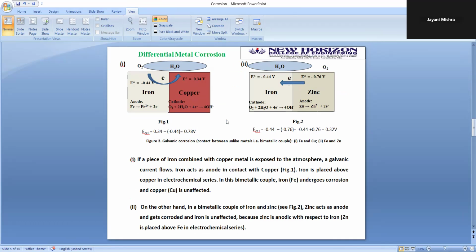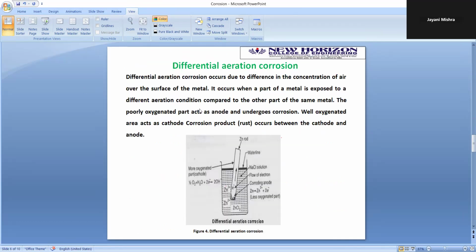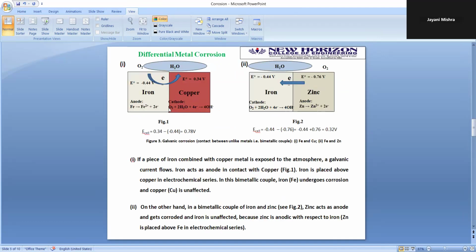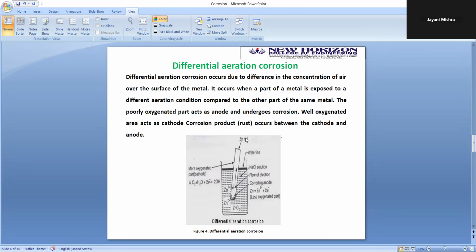Now our next topic is differential aeration corrosion. In differential aeration corrosion, as you see, a metal rod is immersed half in water, and some part of it is exposed to the atmospheric air. The part which is exposed to the atmospheric air will work as cathode because, as we have studied earlier, reactions related to oxygen occur at the cathode. So the more oxygenated area will work as cathode, while the less oxygenated area will work as anode.